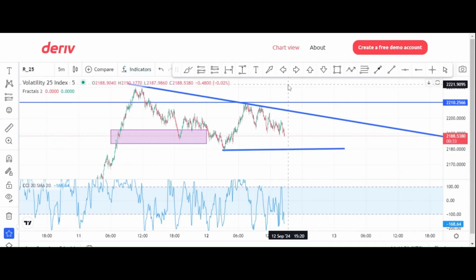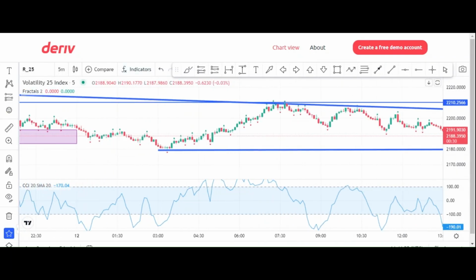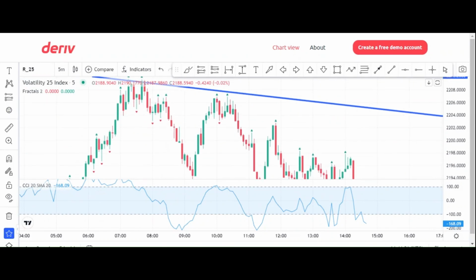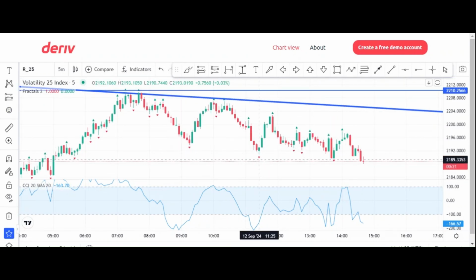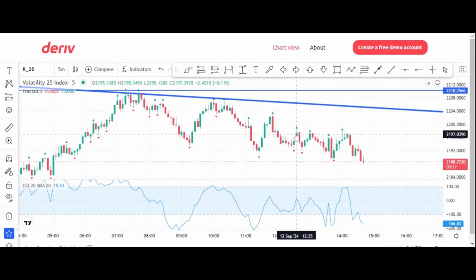Williams fractal. This indicator helps us identify potential reversal points. Look at how I'm using it on the screen. The fractals show turning points where you can expect the market to change direction. This is very helpful in timing your entries and exits.